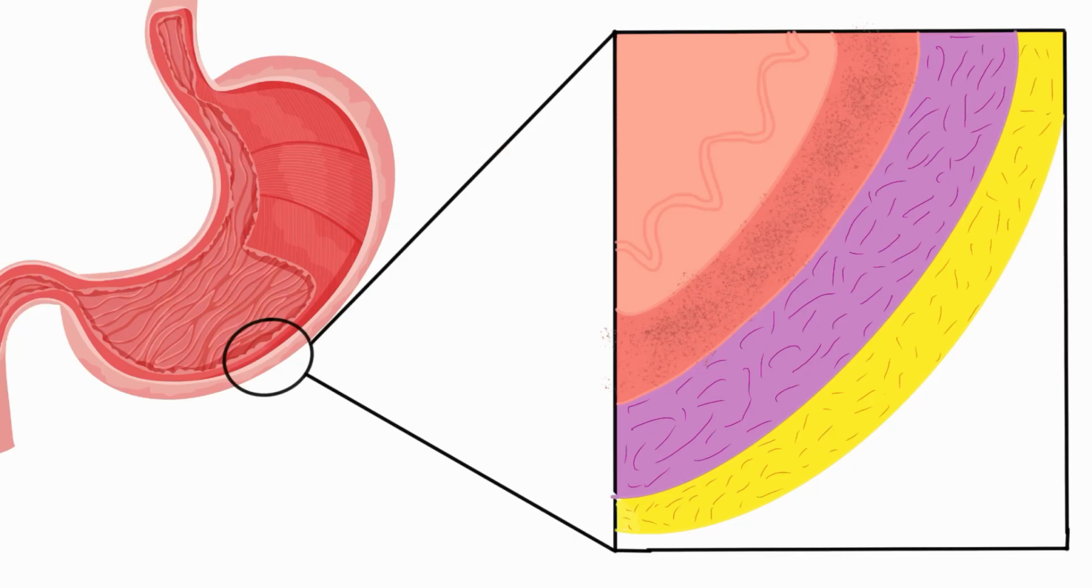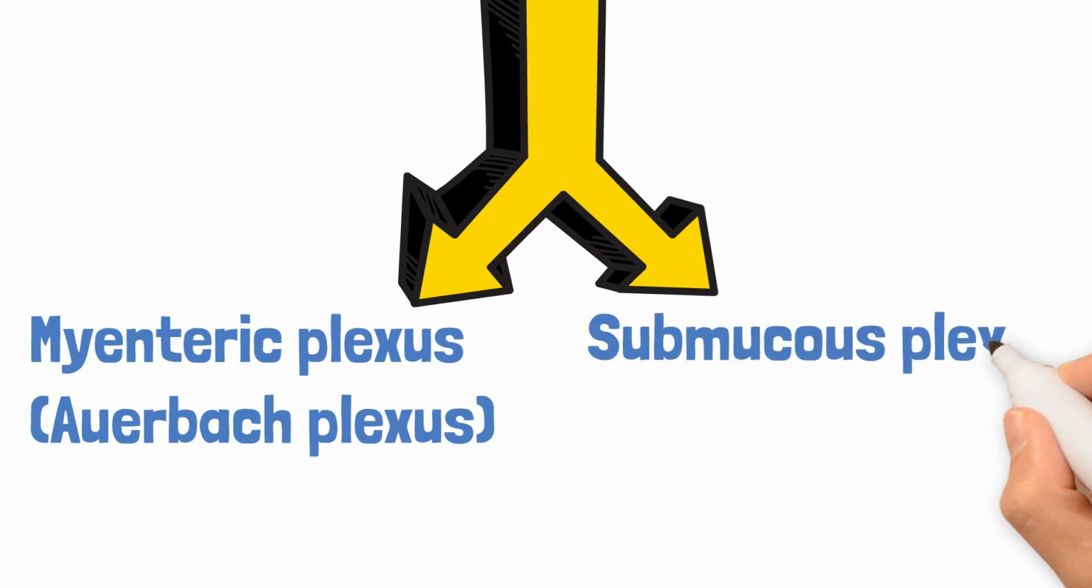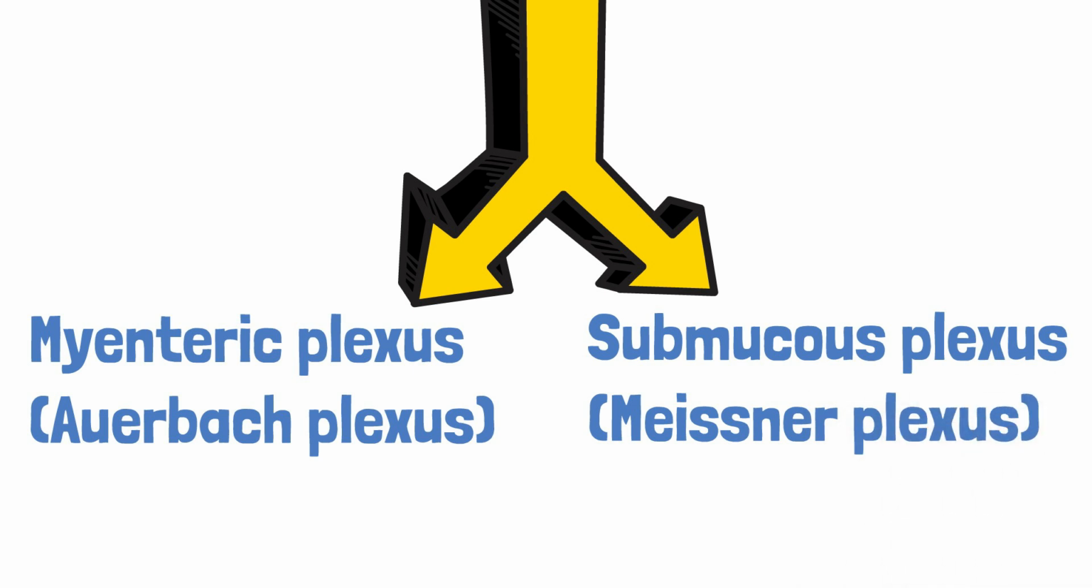The intestine is composed of four major functional layers: the mucosa, submucosa, muscularis propria, and serosa. In between these muscle layers, we have the two major networks of nerve fibers of the gastrointestinal tract, that is the myenteric plexus and the submucosal plexus. The myenteric plexus is also known as the Auerbach plexus and it's located in between the outer longitudinal and the middle circular muscle layers. The submucosal plexus is also known as the Meissner's plexus and it's located in between the middle circular layer and the mucosa. Together, these neurons form the enteric nervous system.